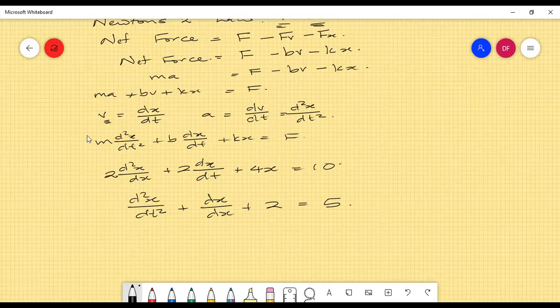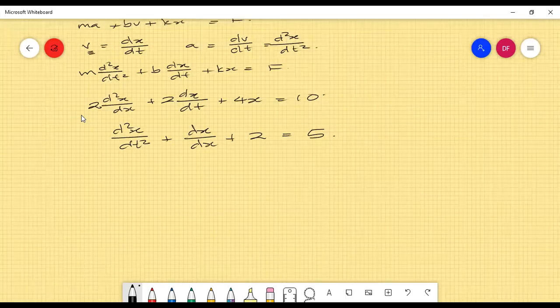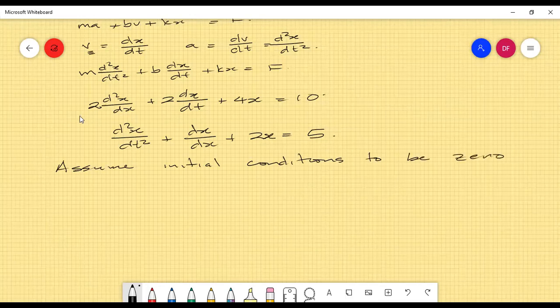So now, we can assume our initial conditions to be 0. So it shouldn't that be 2x? And again, shouldn't that be 2x equal 5? Yeah. So if we assume the initial conditions to be 0, so that we are saying that the block was not moving at the start.